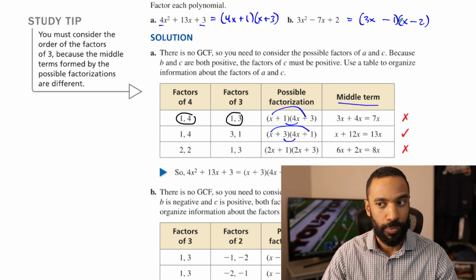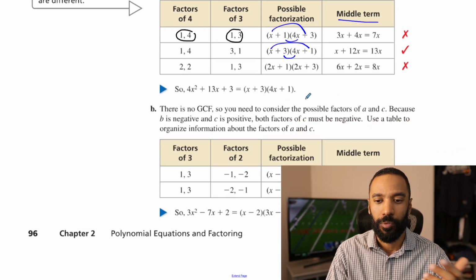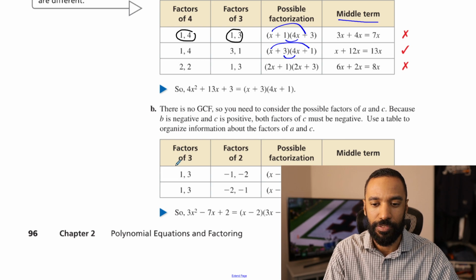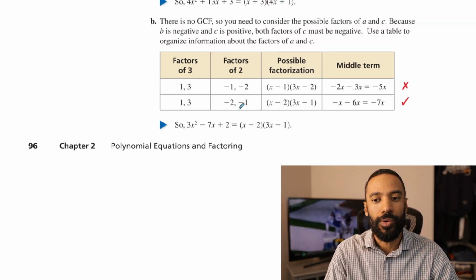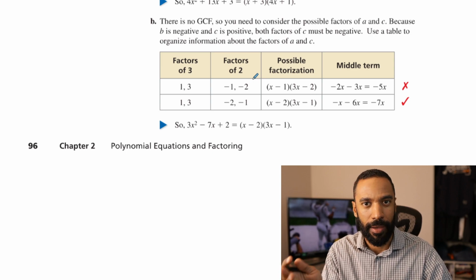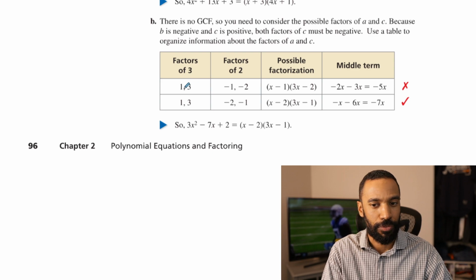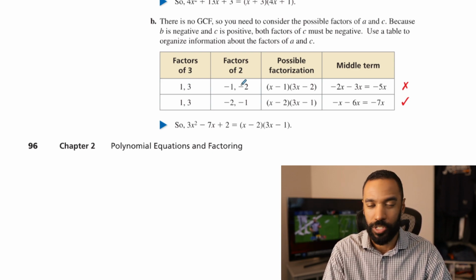Let's check the next one here. 3x minus 1 times x minus 2. Did I get that one correct? So here, once again, no greatest common factor. So we're going to test factors of 3 and factors of 2. And you can tell why I was so stingy on talking about why composite numbers versus prime numbers is such a big deal. Factors of 3 are just 1 and 3. Factors of 2 are just 1 and 2.